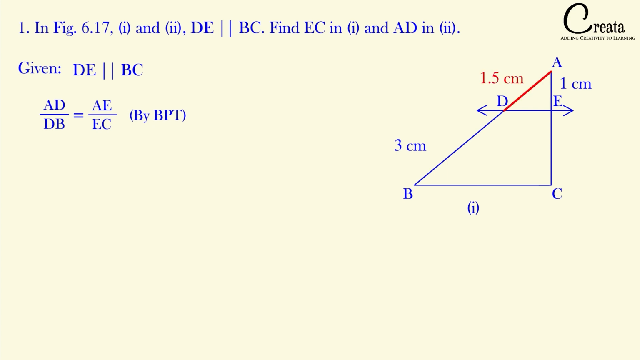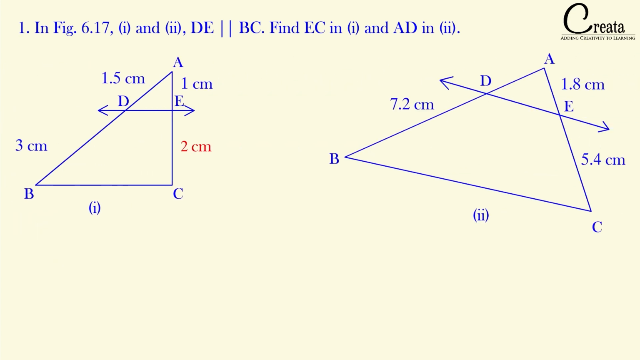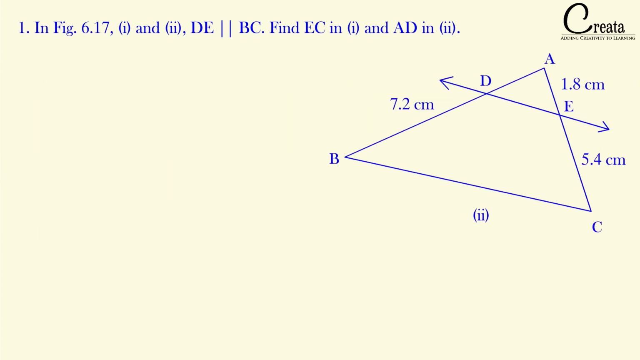In the figure, AD is given as 1.5 cm, DB is given as 3 cm, AE is given as 1 cm, and we have to find the missing dimension EC. We can simply put the value in the equation. We got 1.5 upon 3 is equal to 1 upon EC. On solving, we got the value of EC as 2 cm. We got the part 1. Let's take down the part 2.